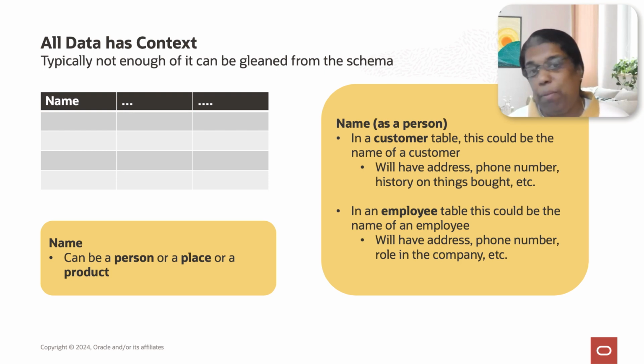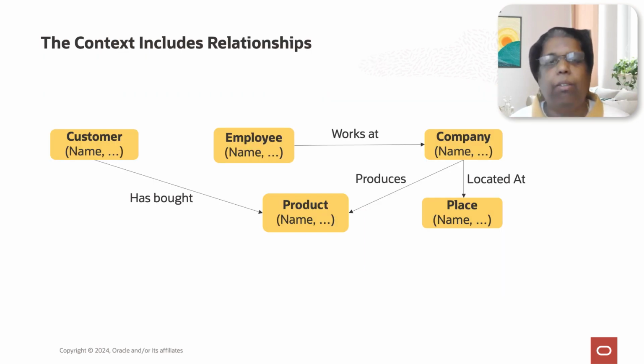Or it could be the name of an employee, in which case the table is expected to have things like the role in the company, and so on. So there's a lot of context that goes with every single piece of data that you work with. And this context includes relationships between data. Like in this case, you have customer, employee, company. These are some of the things that we were talking about. A customer could have bought a product produced by a company that an employee works at, and so on.